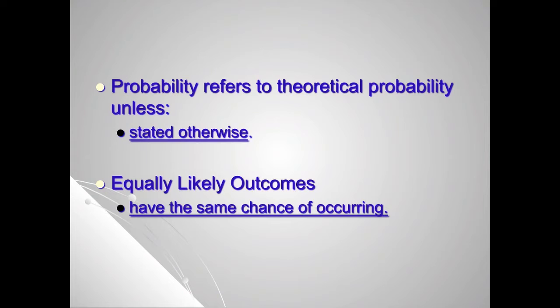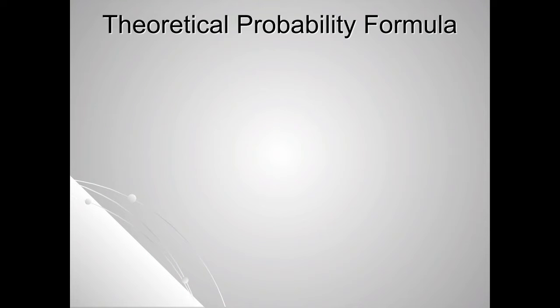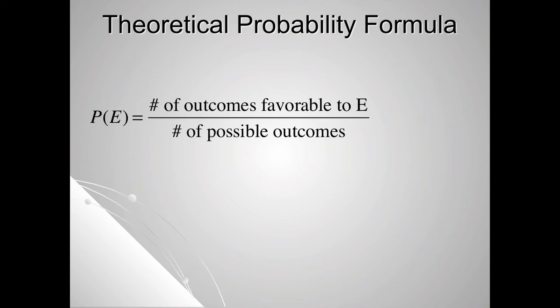Another term we're going to need is something called equally likely outcomes. These are outcomes that have the same chance of occurring. Now, the theoretical probability formula is basically the same as empirical with a little bit of a change. So P still means probability, E still means event, and so the probability of an event occurring now is the number of outcomes favorable to E divided by the number of possible outcomes.